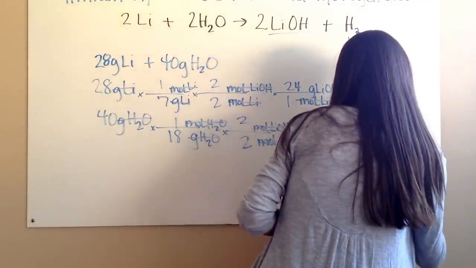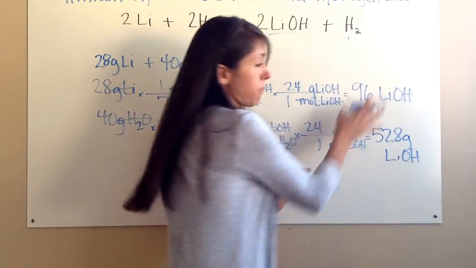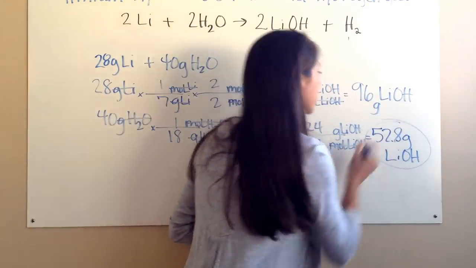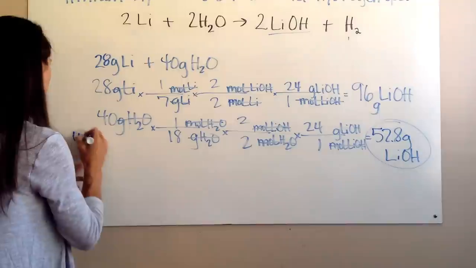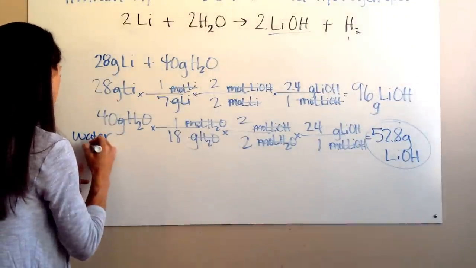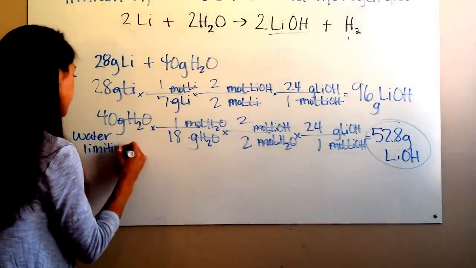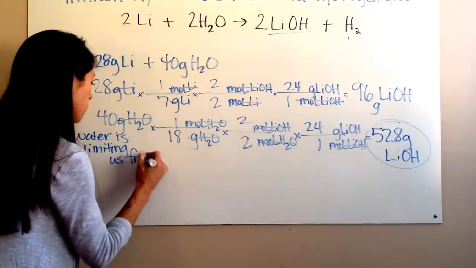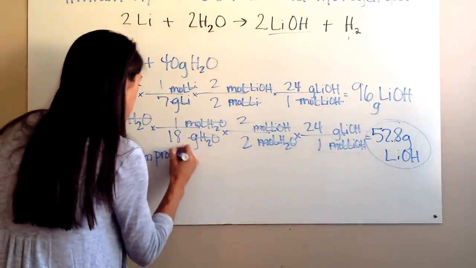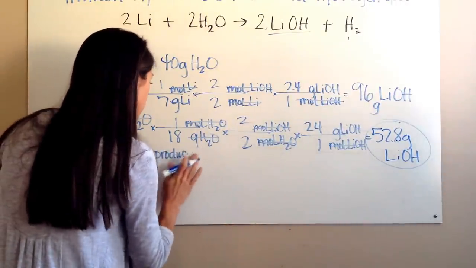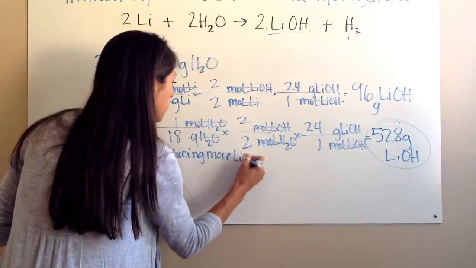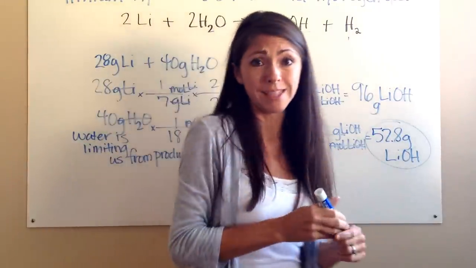So we can look at the amount of product that each one of these can potentially, in theory, form, and we can see that this reactant, water, is our limiting reactant. That is, water is limiting us from producing more of the LiOH. So this is all we're going to be able to produce in theory.